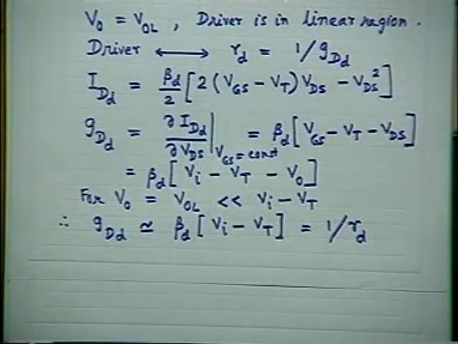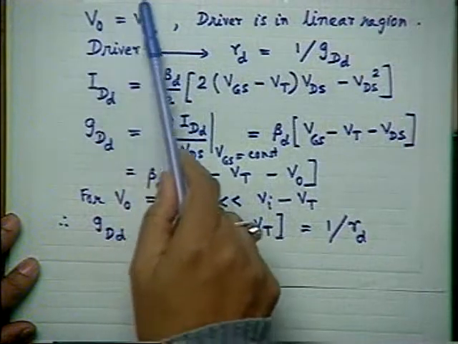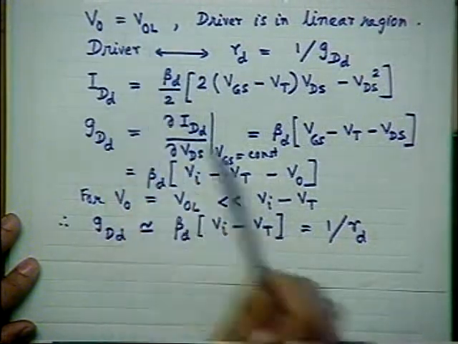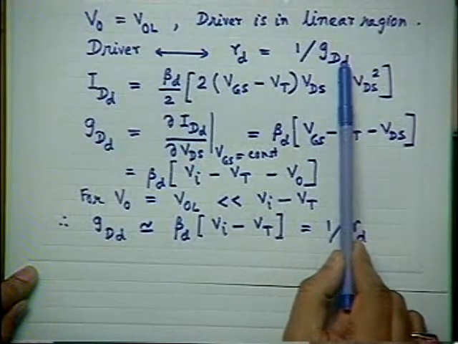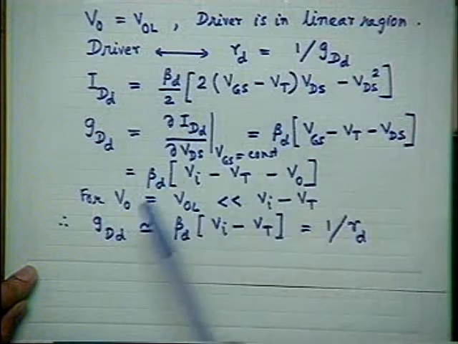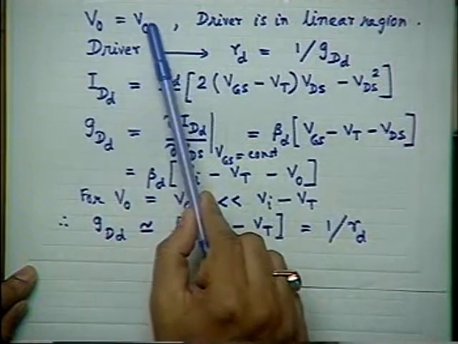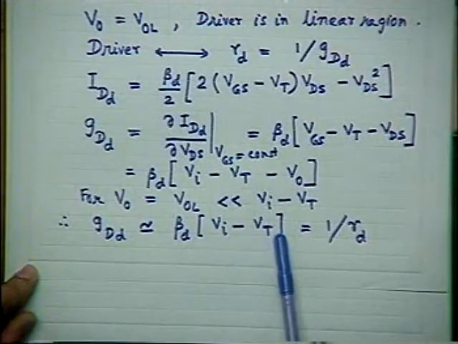So you see that when the output voltage is close to VOL, the low state output voltage, the driver is in the linear region, and in the linear region the driver transistor can be considered as an ordinary resistance of value RD given by 1 upon GDD. GDD is the drain conductance in the linear region, you remember. And the simple expression for drain conductance when VO is equal to VOL may be obtained like this, which is simply beta D into VI minus VT. Alright?